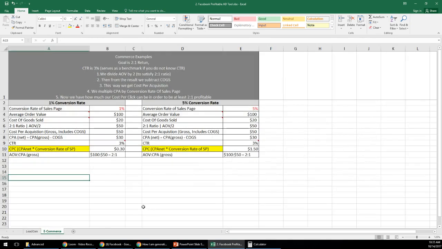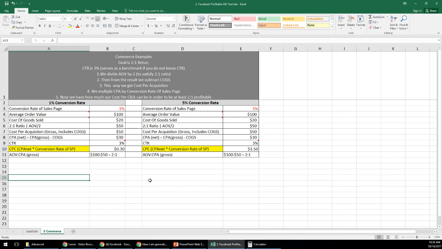Okay, let's look into e-commerce now. In e-commerce, it's pretty similar. It's a little bit more complicated in terms of cost of goods sold. Cost of goods sold is something you have to take into account if you are selling a physical product. It's basically how much it cost you to produce or make this product. So we want to have the 2-to-1 return, and we want to calculate how much we can afford to pay per click.